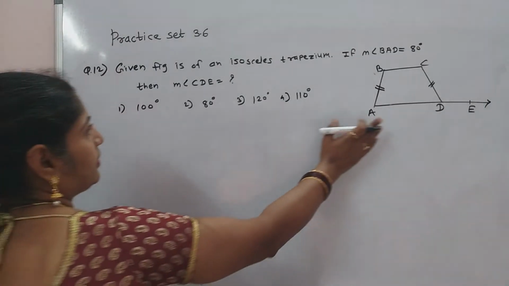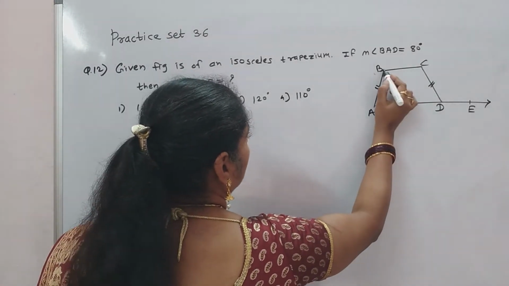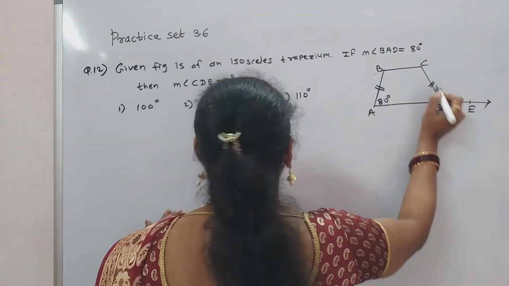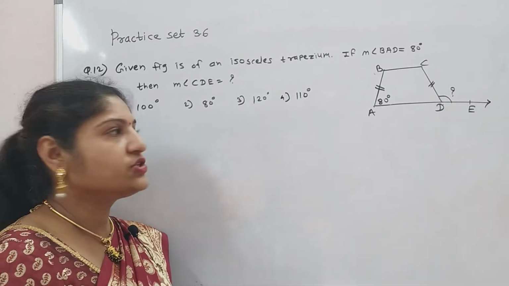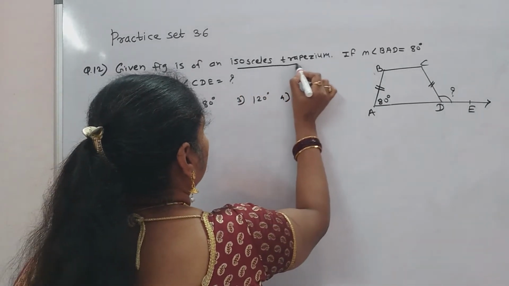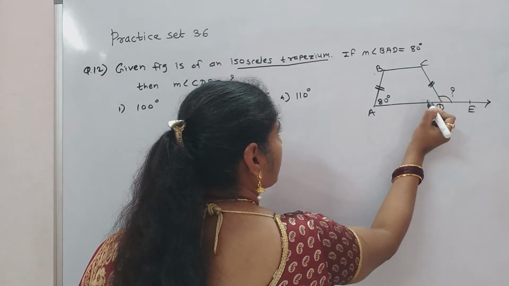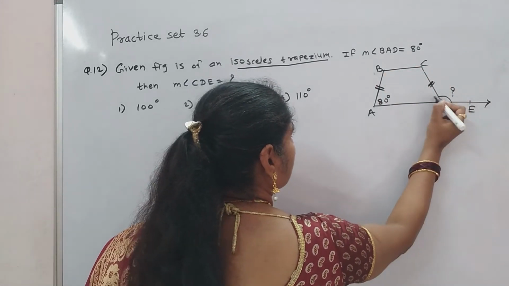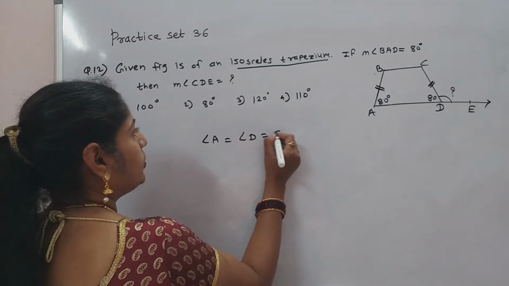Next question. The given figure is an isosceles trapezium. If the measure of BAD is 80, then find the measure of CDE. We have to find the measurement of the exterior angle of the trapezium. This is the isosceles trapezium. That is, the non-parallel sides are congruent. So these two sides are congruent. So base angles are also congruent. So angle A equal to angle D equal to 80.